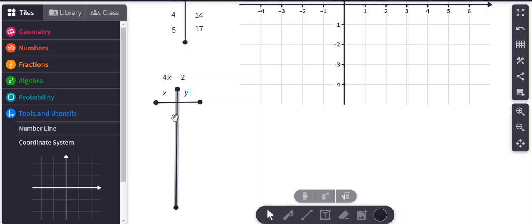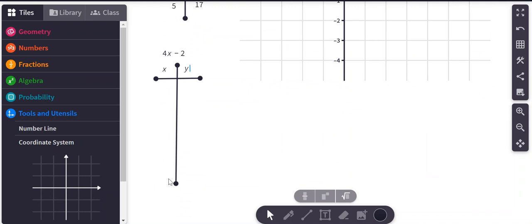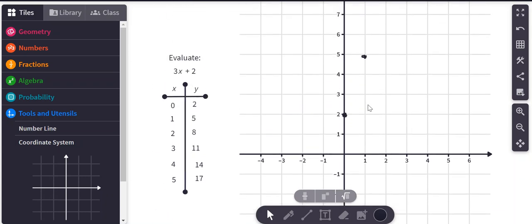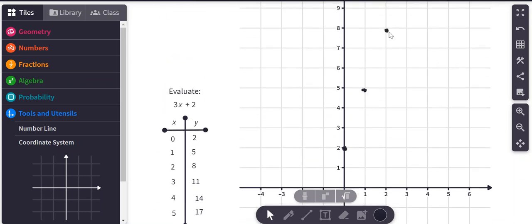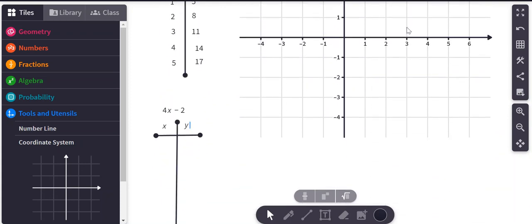Your x coordinates, do the same thing we did here. So start at 0 and go to 5, 0 to 5. And then you're going to evaluate this expression by substituting the values of x in and then figuring out your y coordinate. And just like we did before, you're going to graph your coordinates so that you can see the line that forms. There you go. Good luck, everyone.